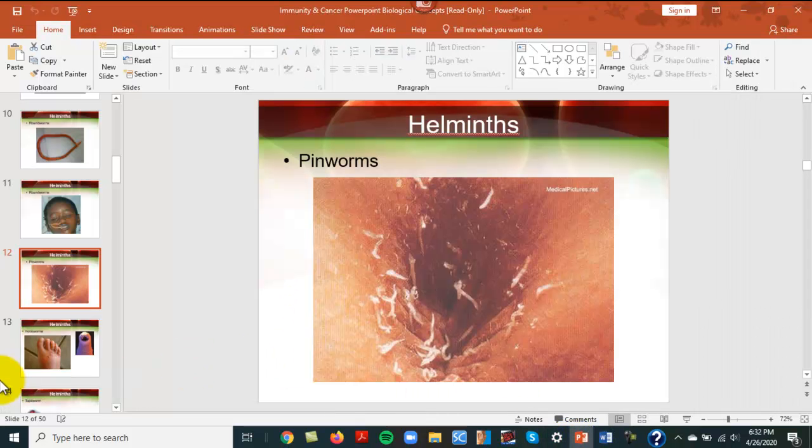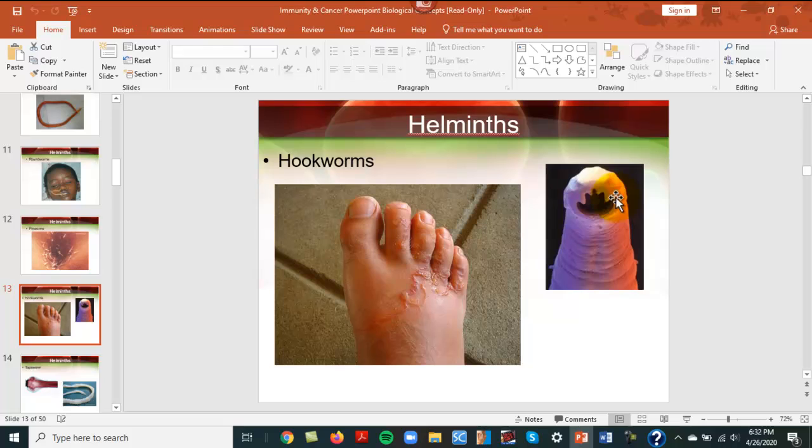Hookworms, tapeworms, a little more crazy stuff. This is a hookworm with the teeth. You can see they get underneath the skin. They can actually go right underneath the dermis.